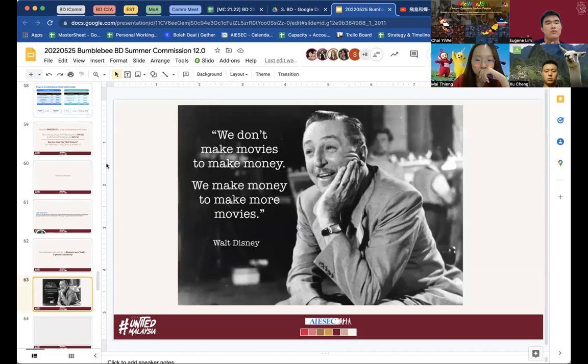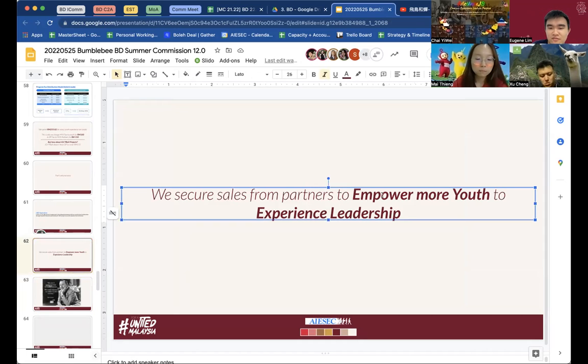There's this quote from Walt Disney that I really like: we don't make movies to make money, we make money to make more movies. Now for Isaac, we are a non-profit organization, not for-profit. We don't make money for the sake of making money, but the concept is similar. Every time people ask me why we even need funds, it's because we are finding funds to empower more youth to experience leadership. Sometimes I'm a bit tired of explaining, but I still need to, because I know this is a very important misconception that my role is to clarify.